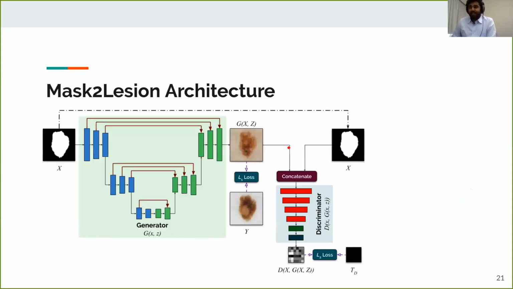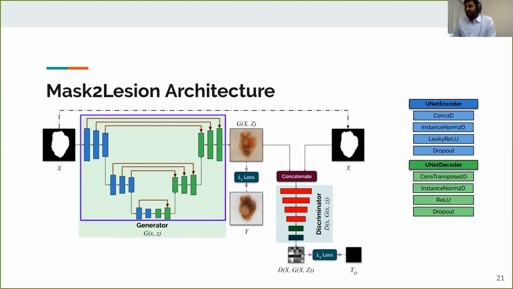Here's the MaskLesion architecture. Let's go through this one block at a time. First, we look at the generator. The generator consists of a U-Net-based encoder-decoder architecture with skip connections. The input to the generator is a single-channel skin lesion segmentation mask, and it produces an RGB image of a skin lesion. And here are the blocks for the encoder and the decoder.